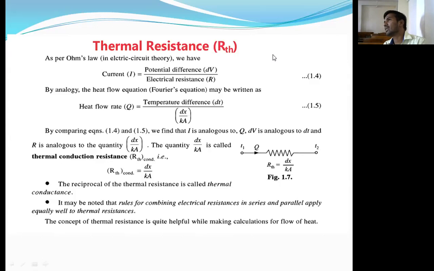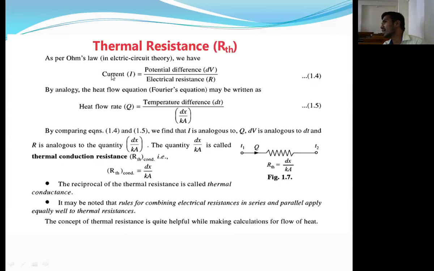Okay, so this is the equation for the current. I is equal to what? Potential difference divided by electric resistance. Okay, current is equal to potential difference divided by electric resistance.